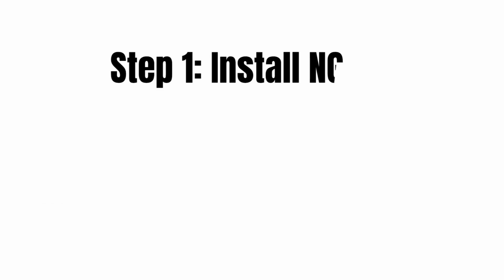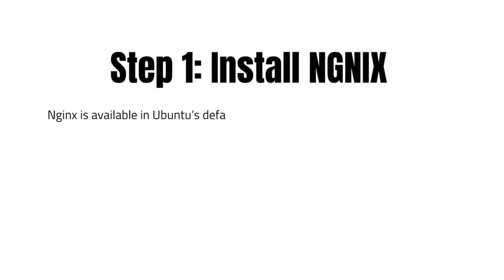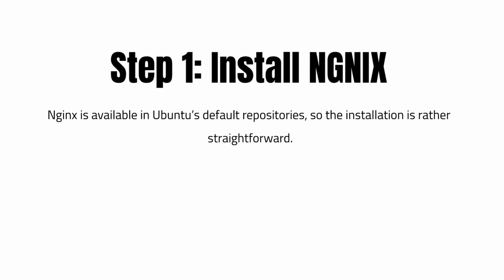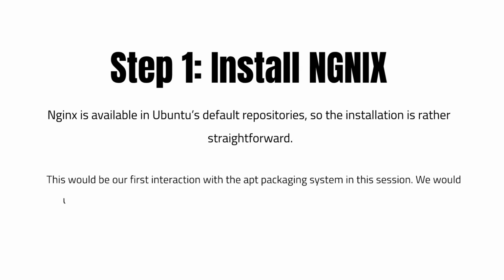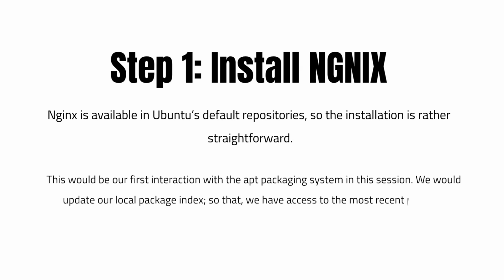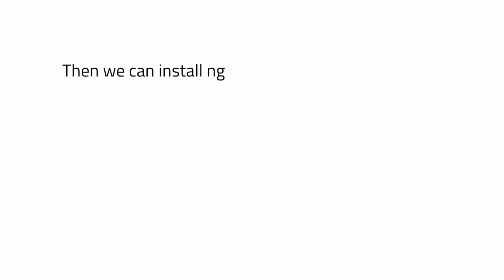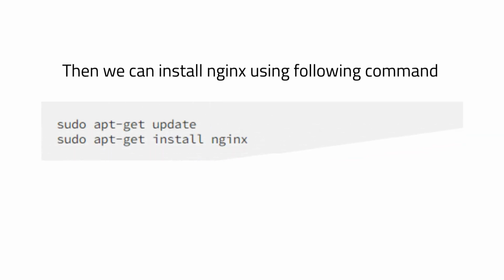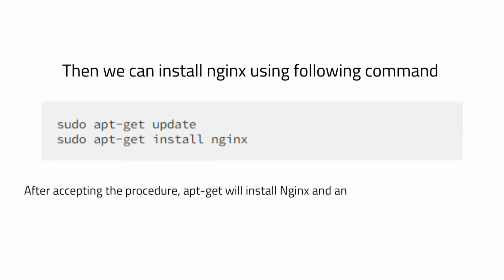Step 1. Install NGINX. NGINX is available in Ubuntu's default repositories, so the installation is rather straightforward. This would be our first interaction with the apt packaging system in this session. We would update our local package index so that we have access to the most recent package listings. Then we can install NGINX using the following command: sudo apt-get update, sudo apt-get install nginx. After accepting the procedure, apt-get will install NGINX and any required dependencies to your server.